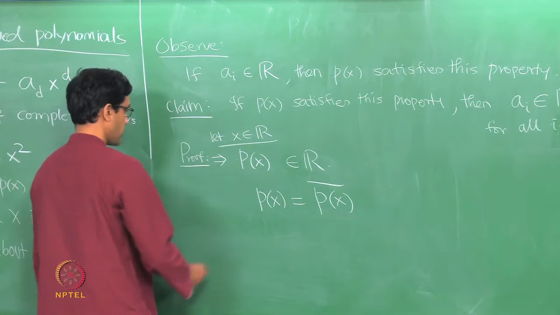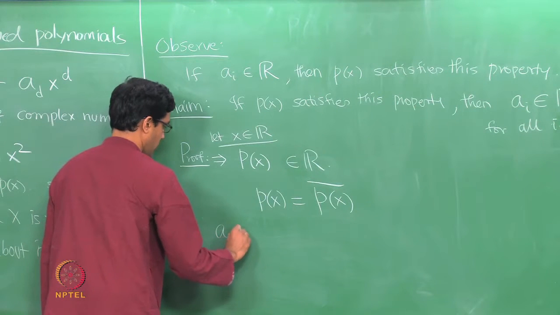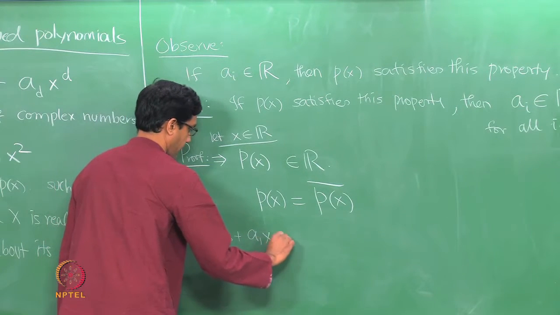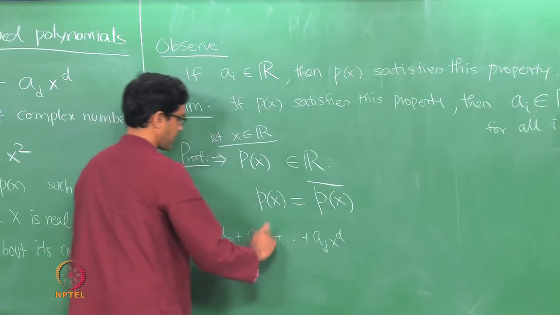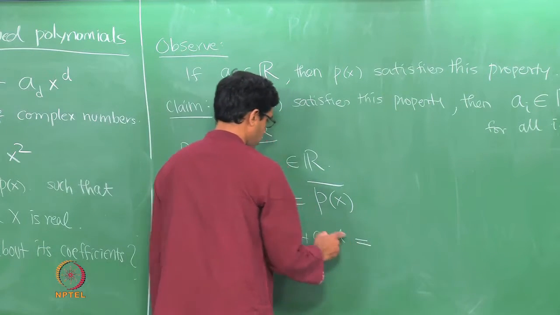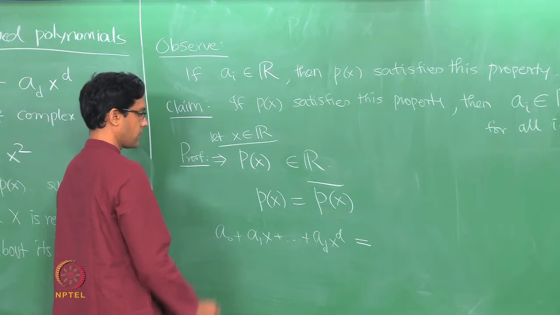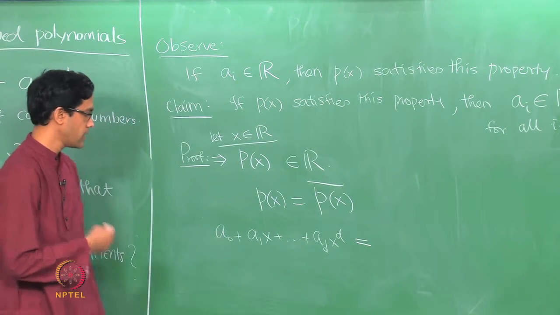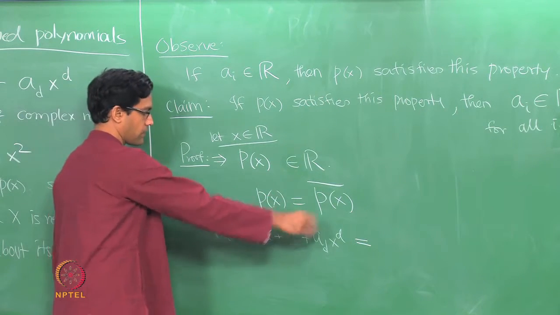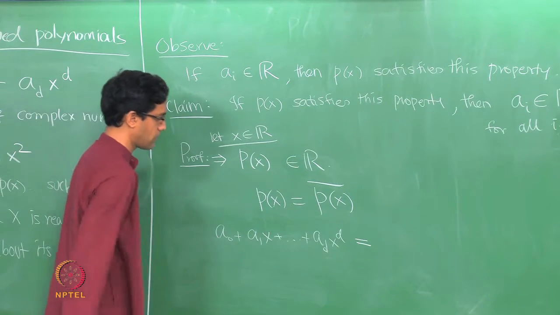In other words, let us compute the conjugate. If I take a0 plus a1x up to ad x power d, that is p of x, so that is the left hand side. The right hand side is the conjugate of this expression. But again the well known properties of conjugation say that if I have a sum of complex numbers and I want to take their conjugate, it is the conjugate of each individual term.